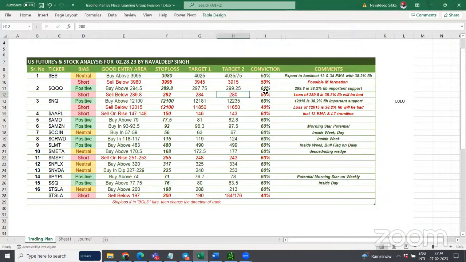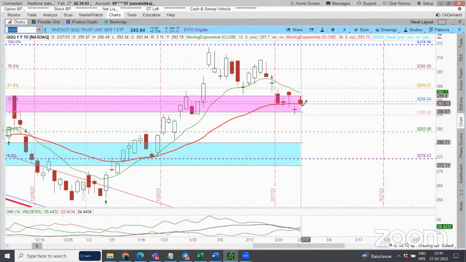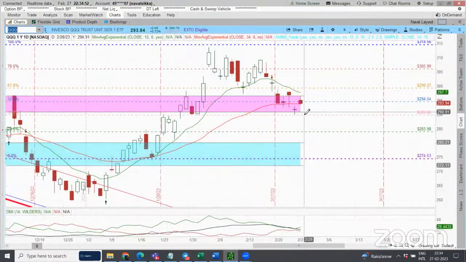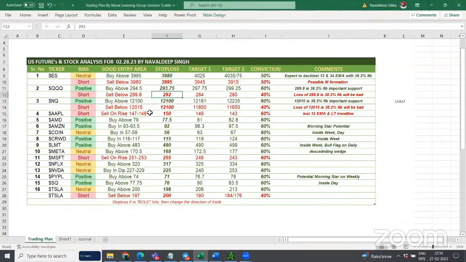Again, 60-40 ratio, because NQ is performing better than EQ. And here stop loss is 34 EMA. I will take 34 EMA as 293.75. Now, where I would short? The same thing. I will not short this unless I lose 290. Same thing like 12,015. Unless and until I lose this area, I will not be shorting it.